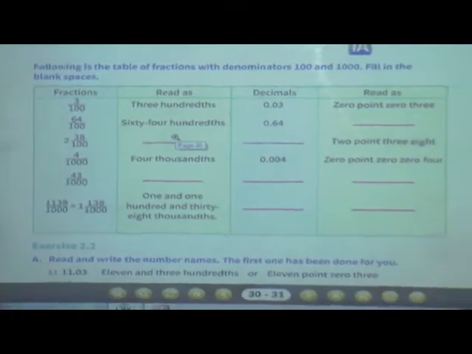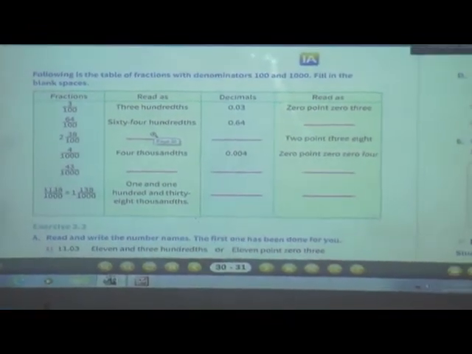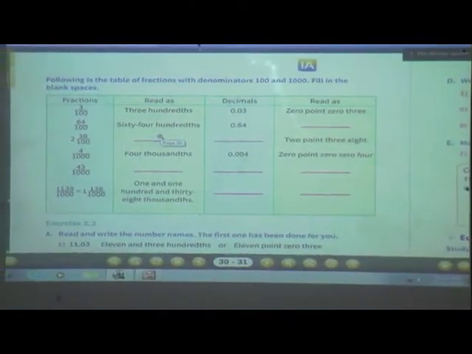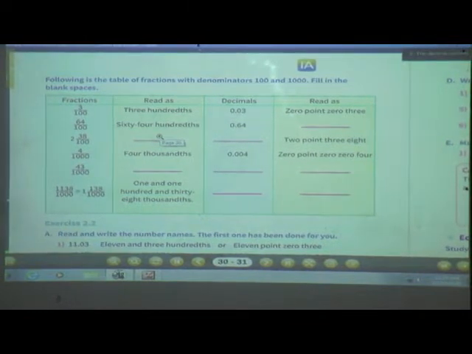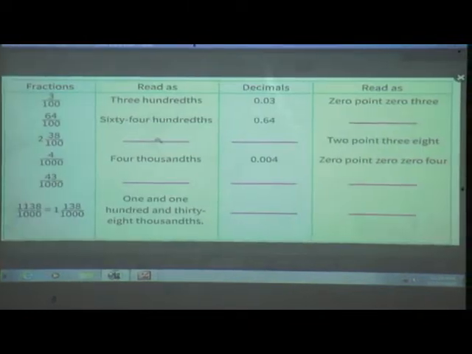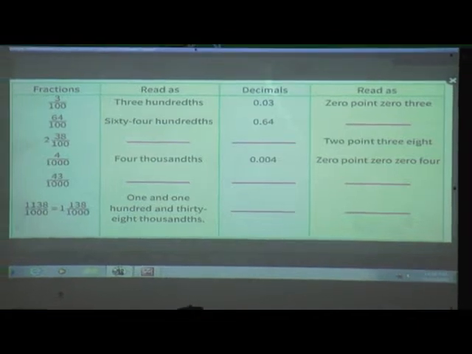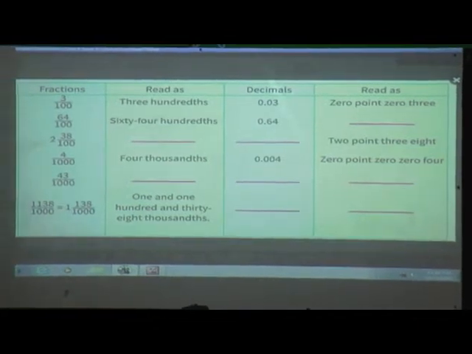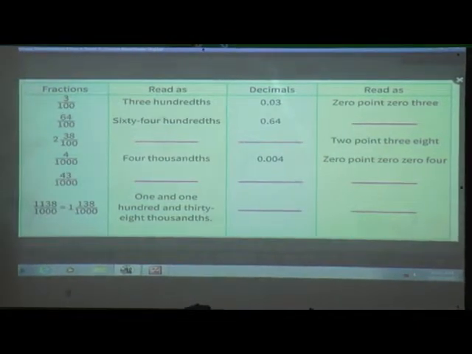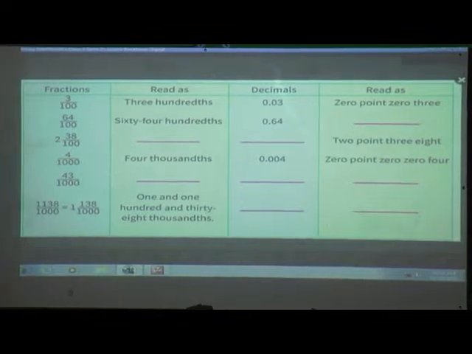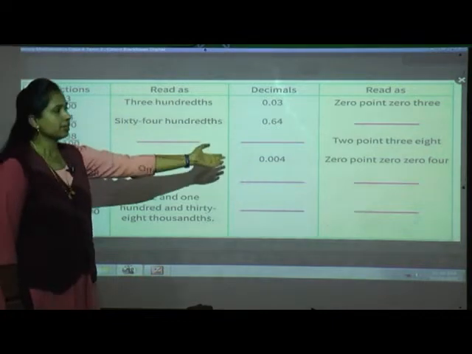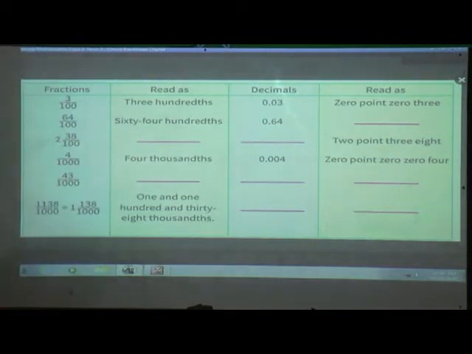Following is the table of the fractions with denominators 100 and 1000. Now fill in the blanks. The fractions are given, and we have to write how we used to read the decimals, and also how to read the decimals. Okay.